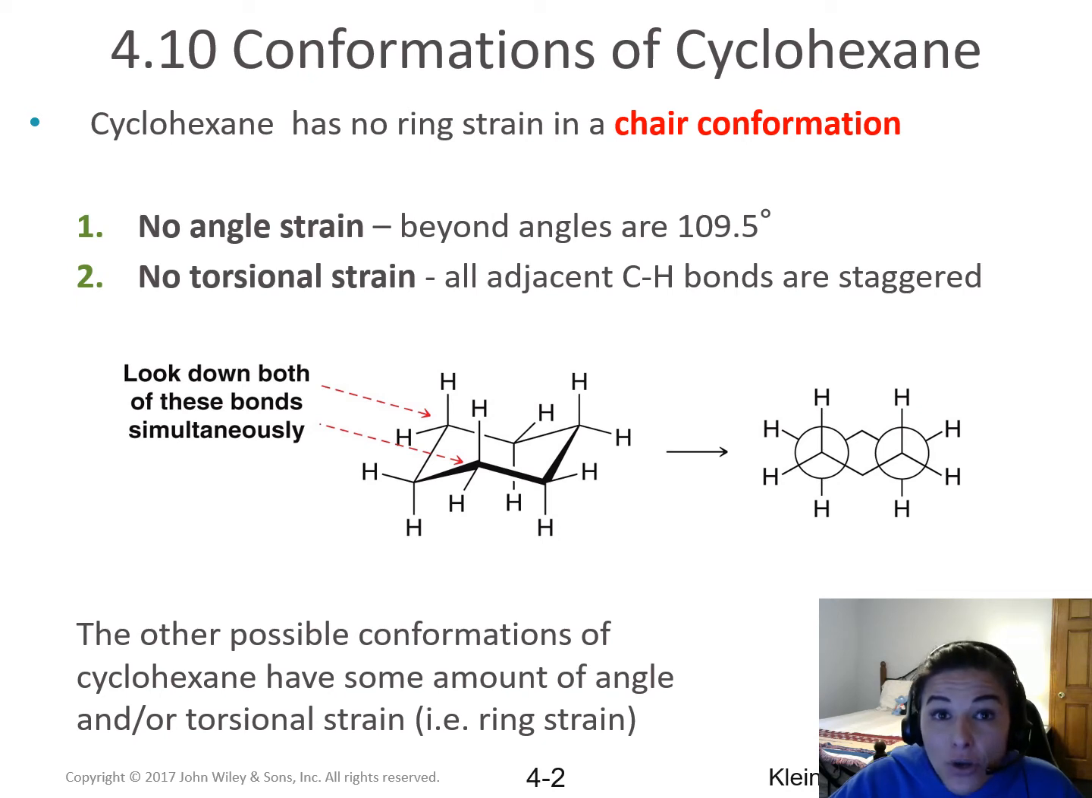Cyclohexane has no ring strain in the chair conformation. No angle strain because its angles are about 109.5 degrees, and no torsional strain because all adjacent carbon-hydrogen bonds are in the staggered conformation. The other possible conformations of cyclohexane have some amount of angle or torsional strain. This is the only one that has none.